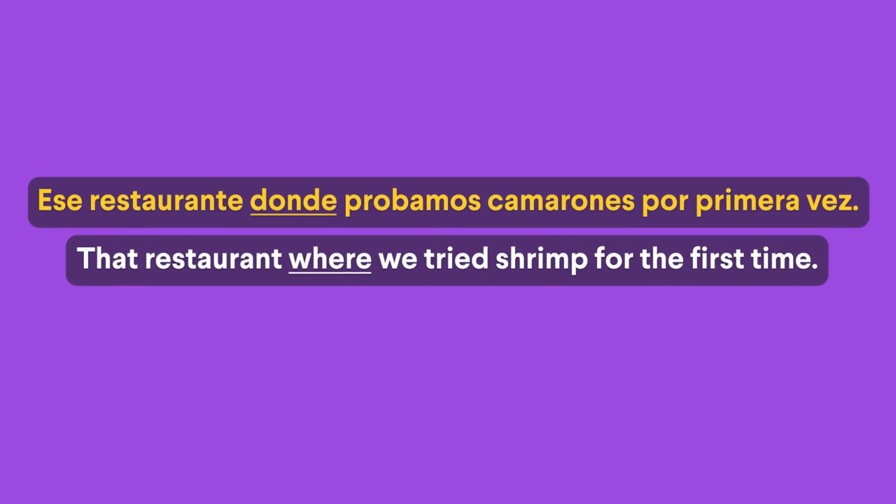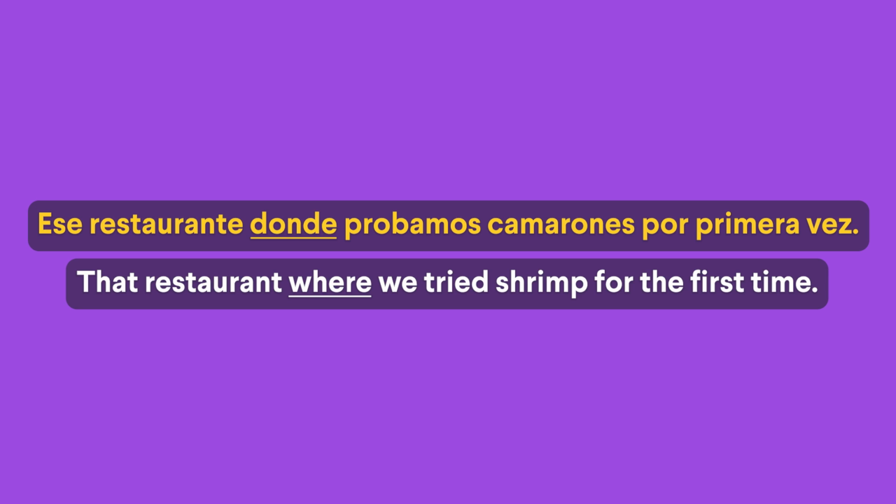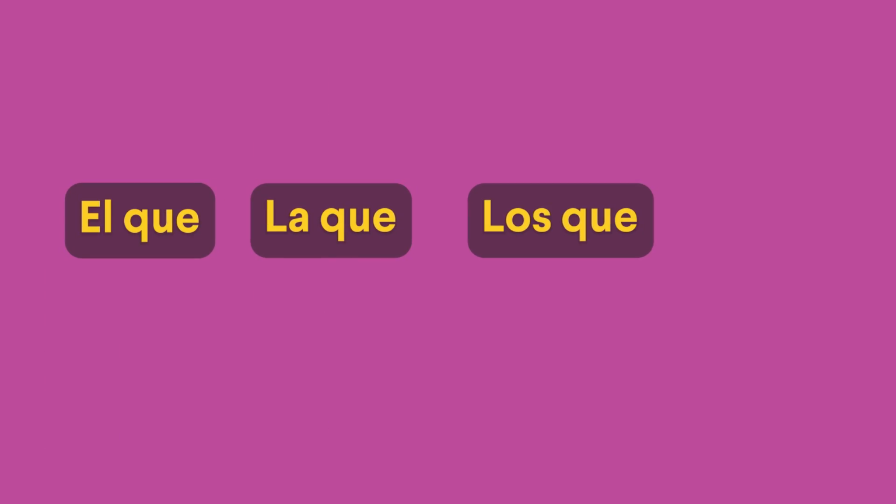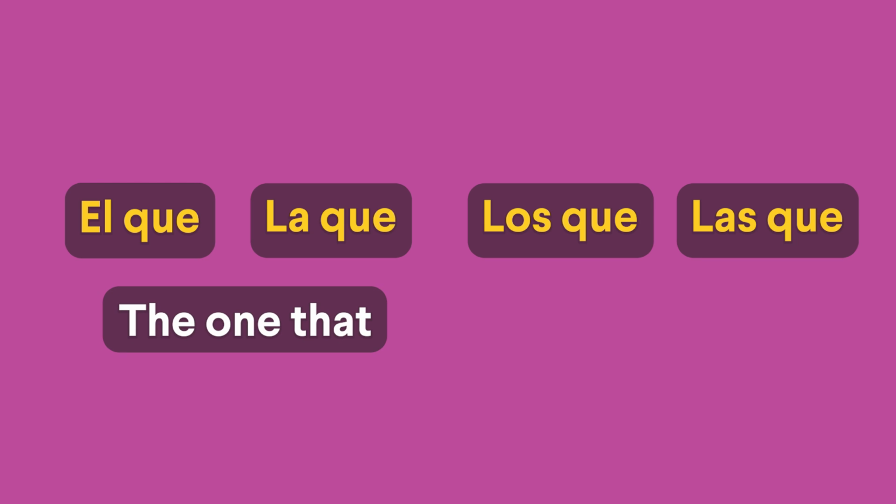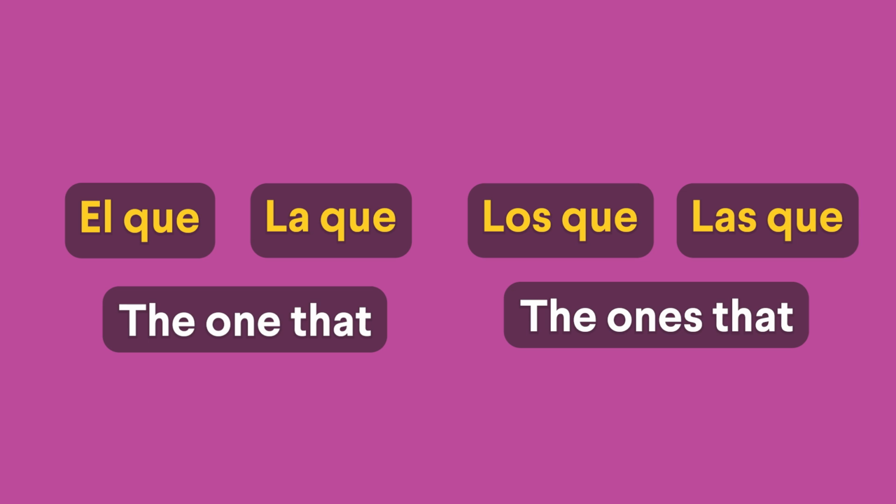And then, donde. Ese restaurante donde probamos camarones por primera vez. The restaurant where we tried shrimp for the first time. You get the picture. These are the most simple ones for people, places, and things. But let's go back to que real quick and add some articles. These are also relative clauses you'll hear all the time. El que, la que, los que, las que. These essentially just mean the one that or the ones that.